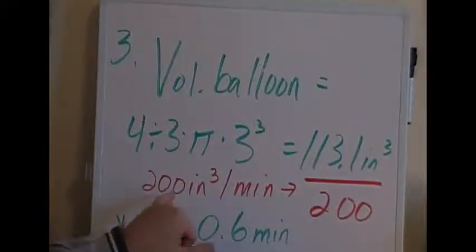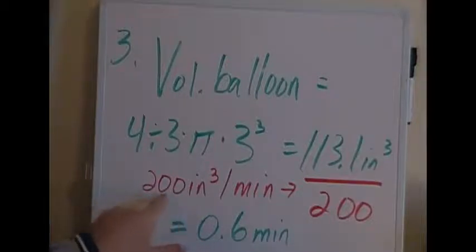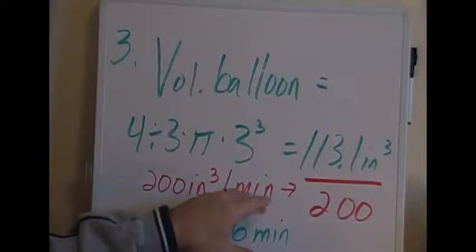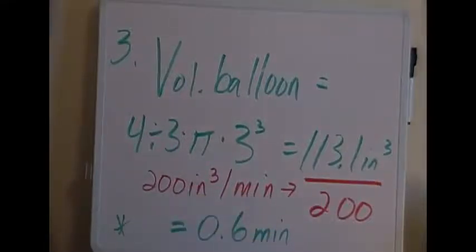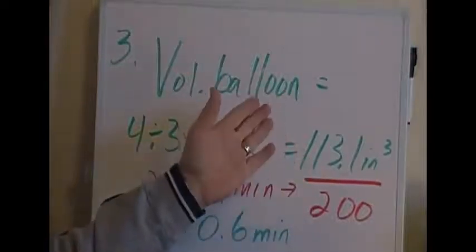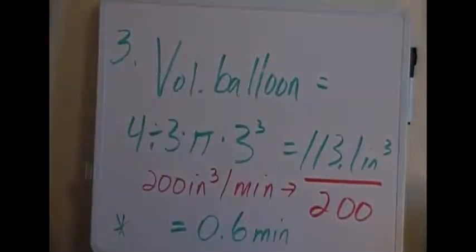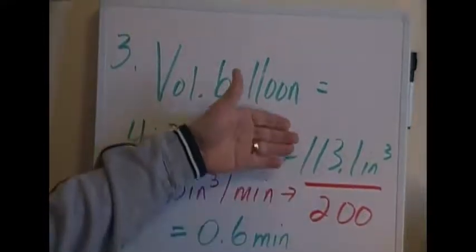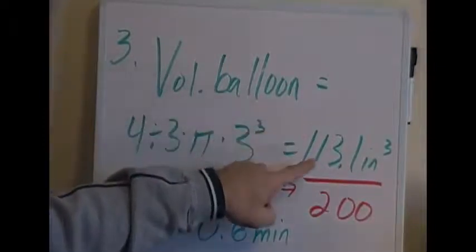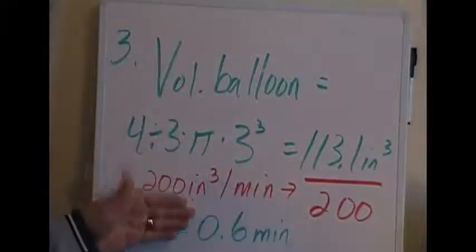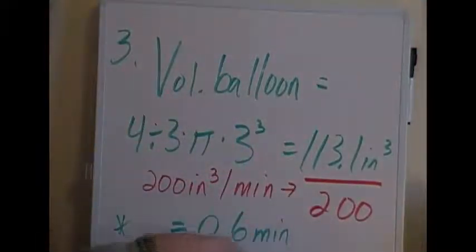And because we can put 200 cubic inches of air per minute into the balloon, in order to figure out how long it's going to take, we would take our volume that we have and divide it by the rate, or divide it by the 200 cubic inches per minute. And if you just think about it, 113 is a little more than half of how much we can do in a minute, so it should take us a little more than half a minute, and indeed it works out to be 0.6 minutes.